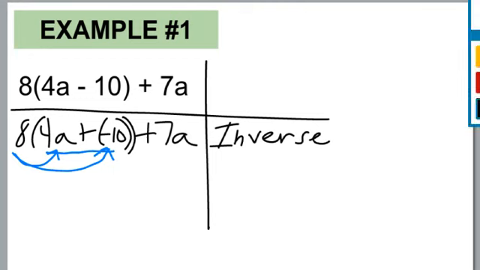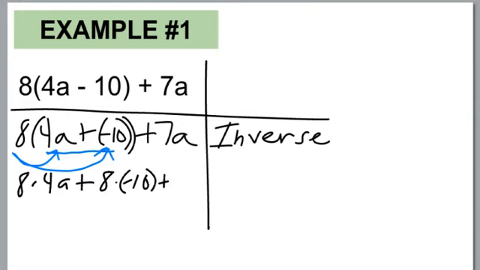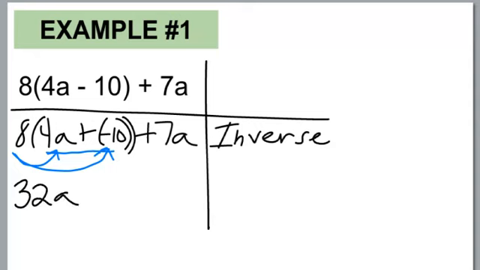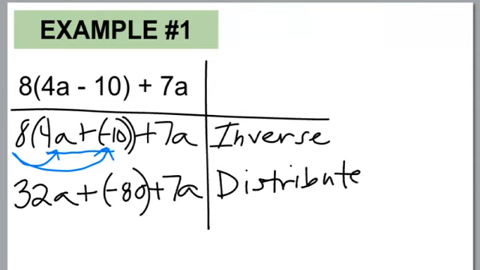Now here's another point where we can adjust our work. If you need to have the step where you show the multiplication, you can. Don't copy this down, but if you need to show this step, and call it distribute, you can. This is the point where if you're comfortable multiplying in your head, I'm okay with that. 8 times 4a is 32a. 8 times negative 10 is negative 80. And we'll call this distribute. Now, if you like the longer version where you show your multiplication, your next step explanation would just be multiply. But in this case, we did the multiplication in our head. So we distribute.